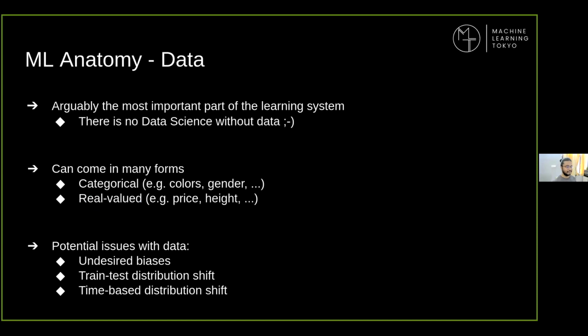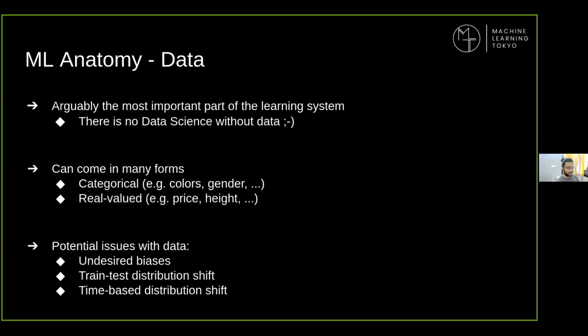So first and foremost, data. Arguably the most important part of a learning system. There's no data science without data, right? Data comes in many forms. For example, categorical data, it could also be time series data, could also be real value data, and so on and so forth. There are some potential issues that come with data itself, which is the responsibility of data scientists to get rid of as much as they can.